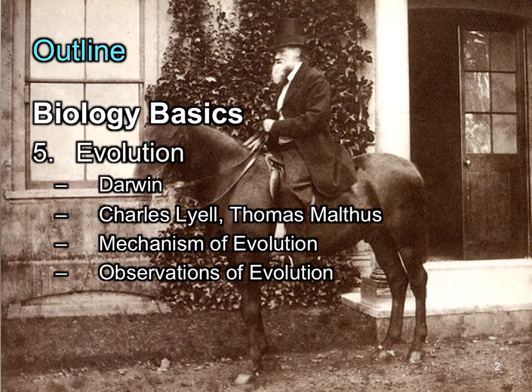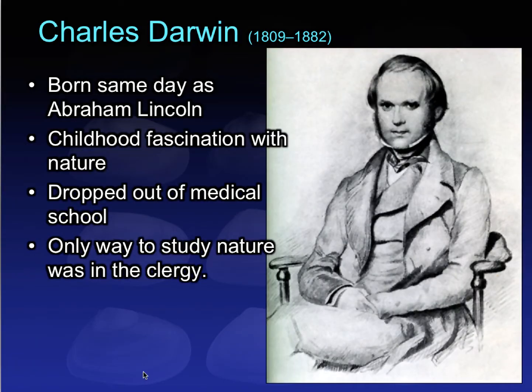In this lecture, we're going to focus on three main areas. The first deals with the history that led to our current understanding of evolution, so we'll take a look at Darwin and his history and some of the people that influenced him the most. Then we'll focus on the mechanism of evolution, that is, how it works. And finally, we'll end with some observations of evolution and some of the evidence that is out there in support of this. Let's start with a brief history of who Charles Darwin was.